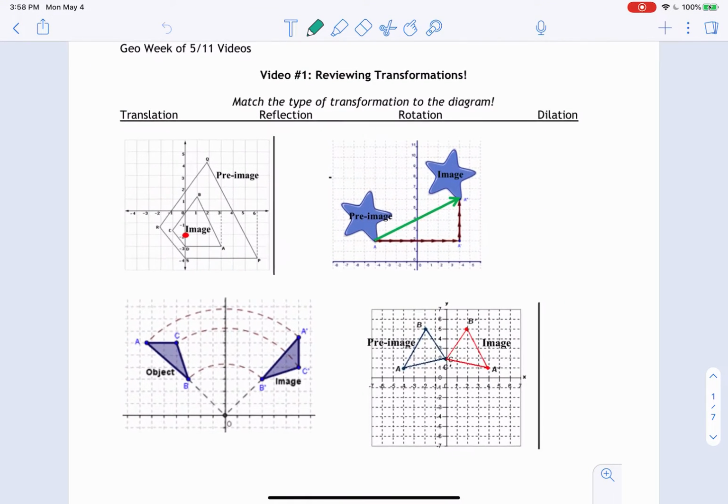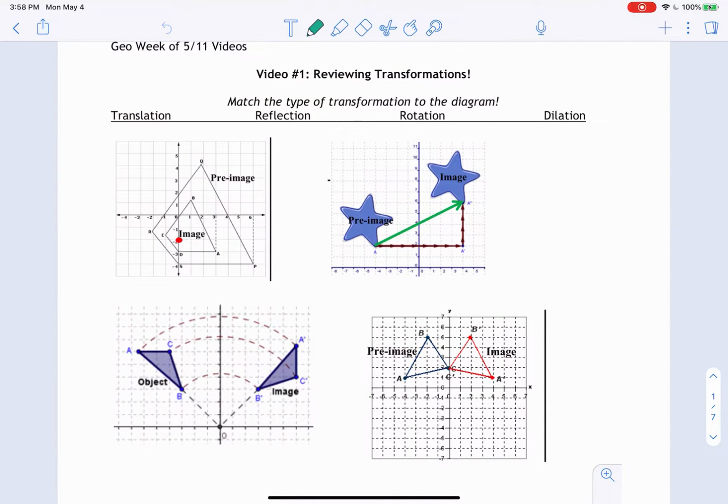Hello, today's videos are about geometry review and then algebra review. So this was our very first unit of the year about transformations. And this is going to be important in your Algebra 2 course because they're going to talk about transforming functions and creating different types of graphs. So for this first part, we're going to be looking at matching the type of transformation to the diagram.